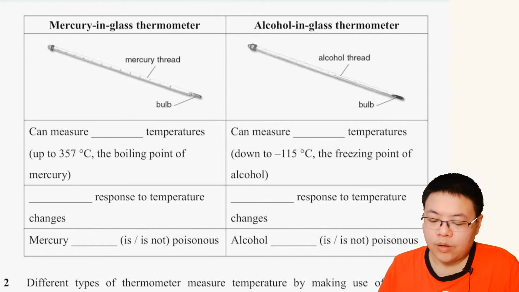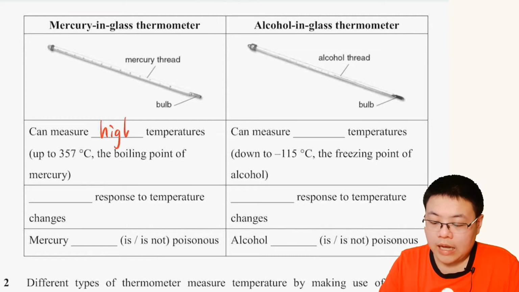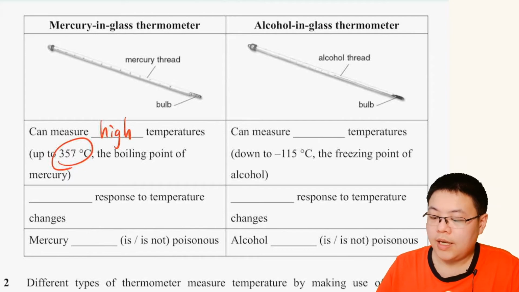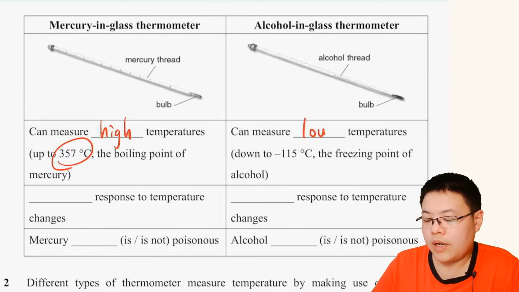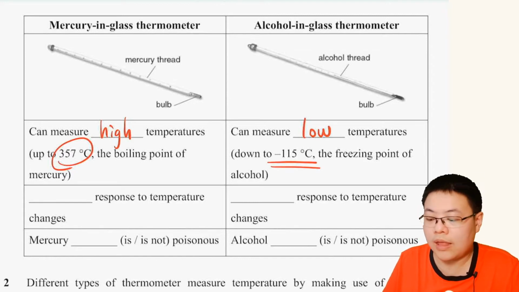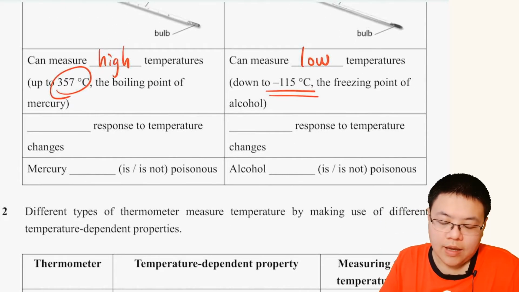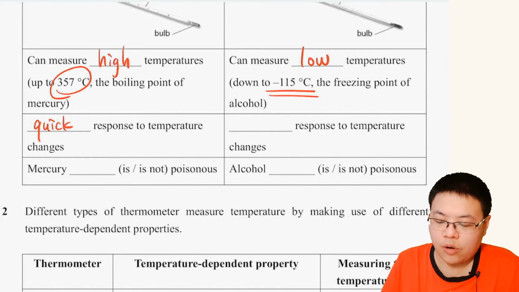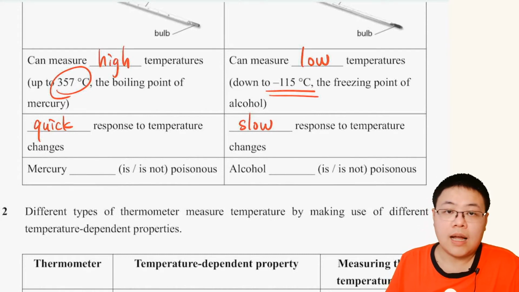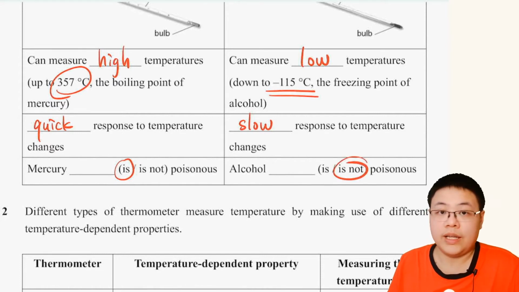Since mercury has a very high boiling point, it can measure very high temperature. How high, you ask? Up to several hundreds, 357 actually. And for alcohol, it is good for measuring low temperature. It can be very cold, even negative 115 degrees Celsius. So they are good for different occasions, right? And for mercury, it has a very quick response, and the alcohol will have a slow response. On this side, mercury wins. Okay. However, mercury is poisonous, while alcohol is safer.